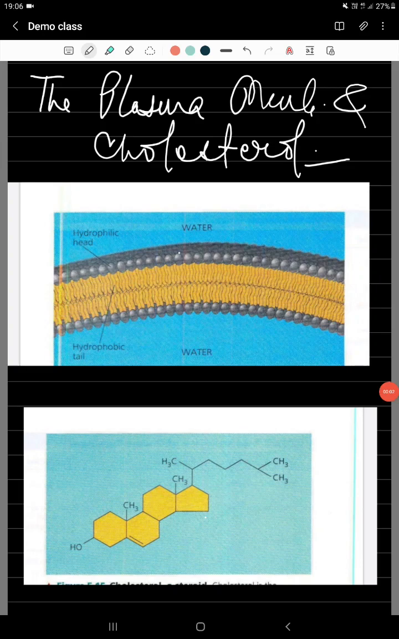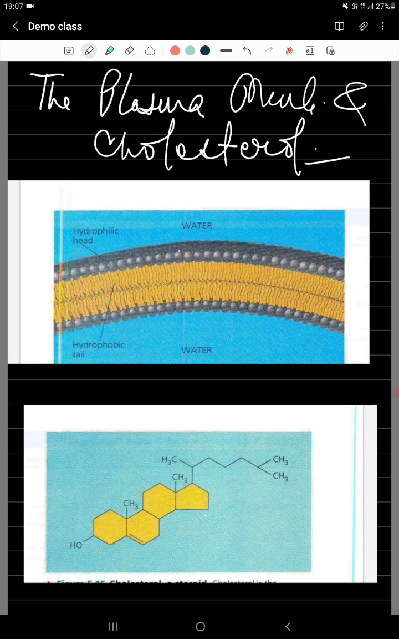Hello everyone. Today I will be discussing the plasma membrane and its relationship with cholesterol. As we all know, cholesterol inside the cell is stored at the level of the plasma membrane. Why so? There are many benefits, pros and cons associated with cholesterol and the plasma membrane. Cholesterol is a wonder molecule for the plasma membrane.